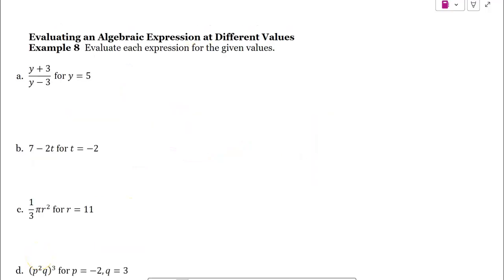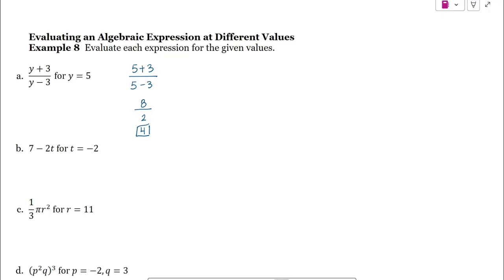For example 8, we're doing the same thing that we just did in example 7, but it looks like our expressions are a little more complicated. For letter A, we actually have y showing up in two places, once in the numerator, once in the denominator. So we're going to substitute that 5 for y in two locations. So I'll put 5 plus 3 in the numerator, and then 5 minus 3 in the denominator. This is going to be 5 plus 3 is 8 over 5 minus 3 is 2, and then 8 divided by 2 is going to be 4 overall.